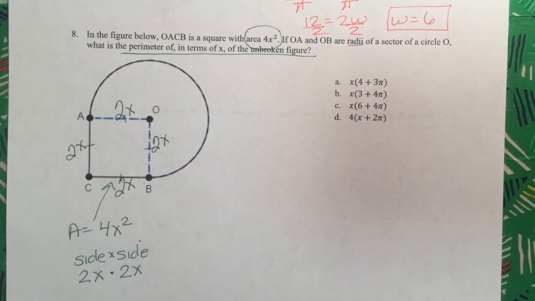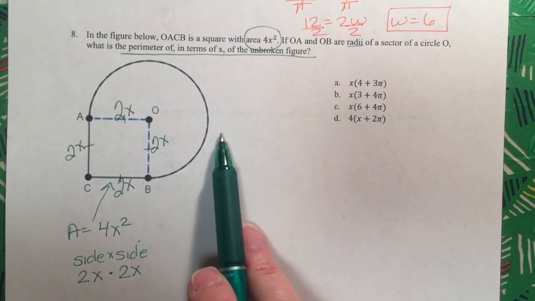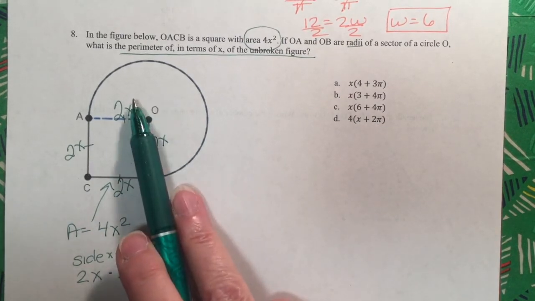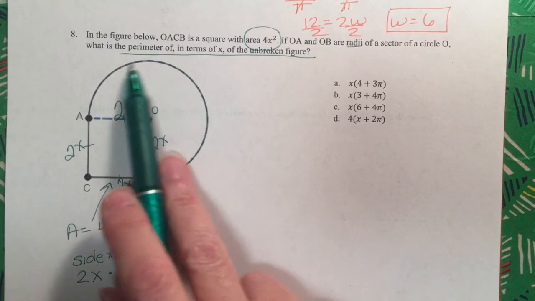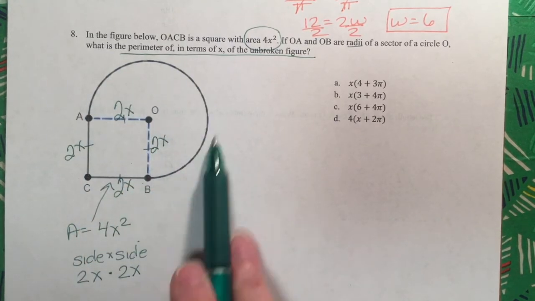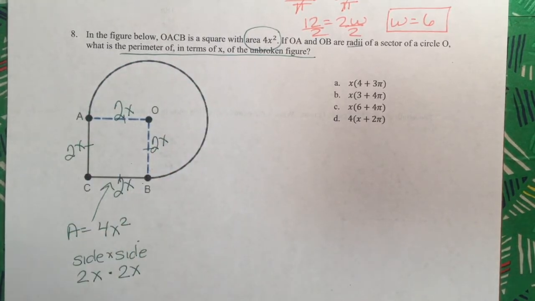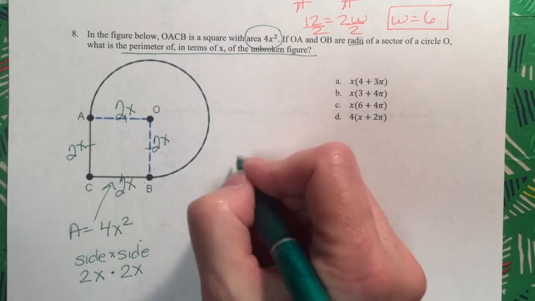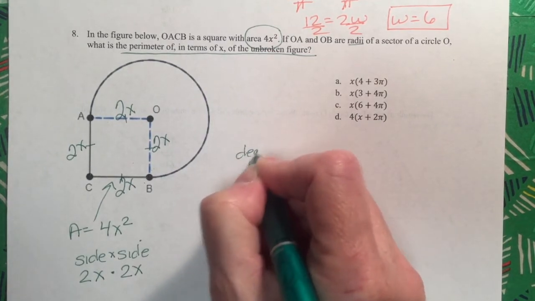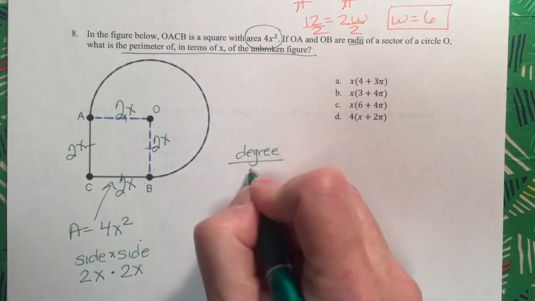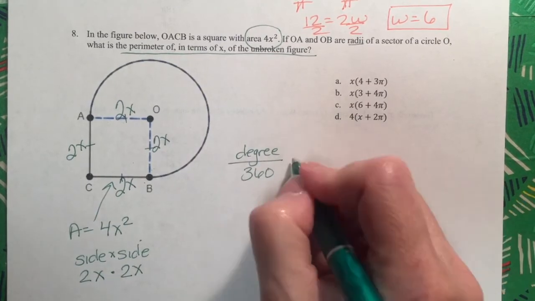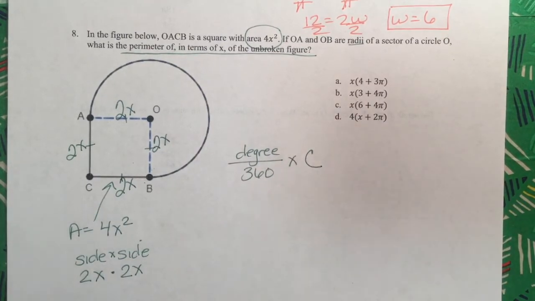Okay, now we're just doing our usual circle stuff, you guys. So what are we interested in? Do we need the area? No. All we need is the perimeter. So all we need is that arc length. And if you remember, how do we do the arc lengths? We do the degrees divided by 360 times the circumference.